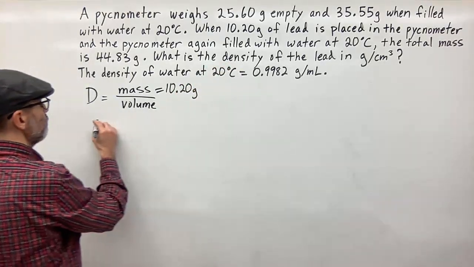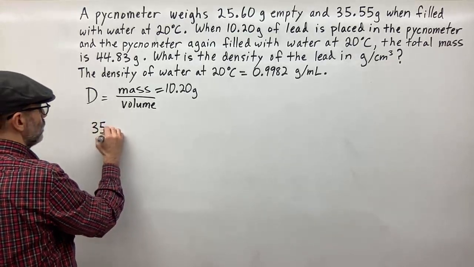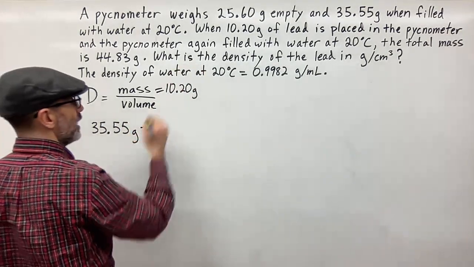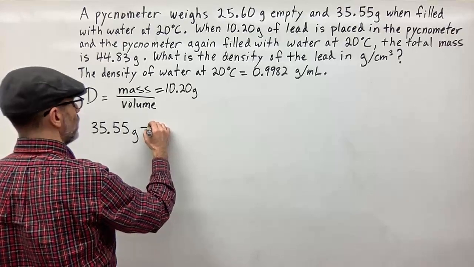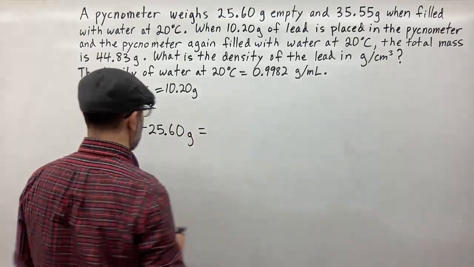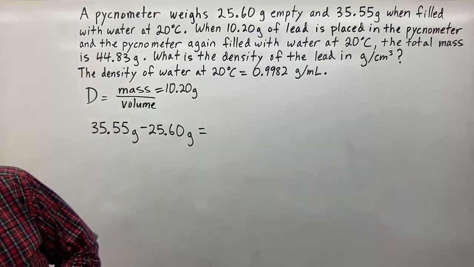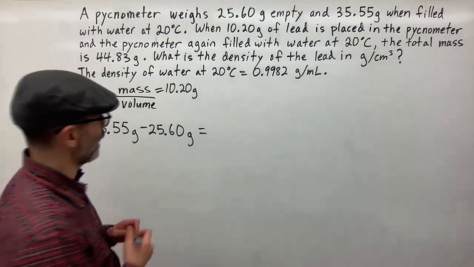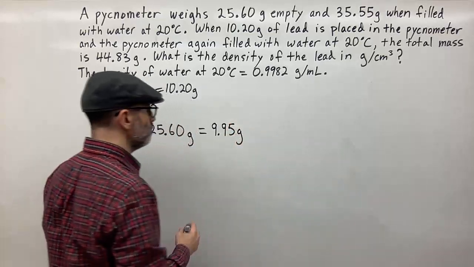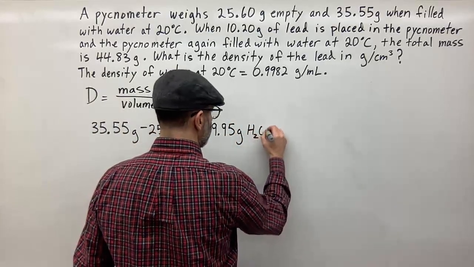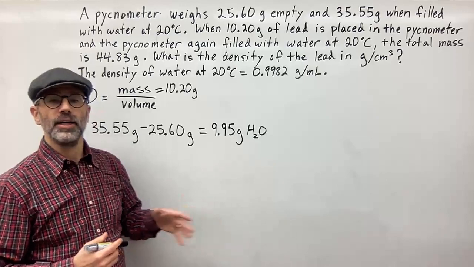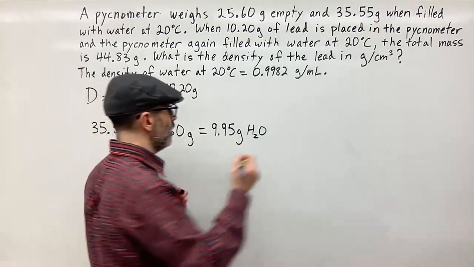We're going to take 35.55 grams and subtract out the mass of the empty pycnometer, 25.60 grams. When we subtract that, we get 9.95 grams, and that's of the water. Now we can use the density to convert that to volume, and the volume of the water is going to be the volume of the pycnometer. So we do that.